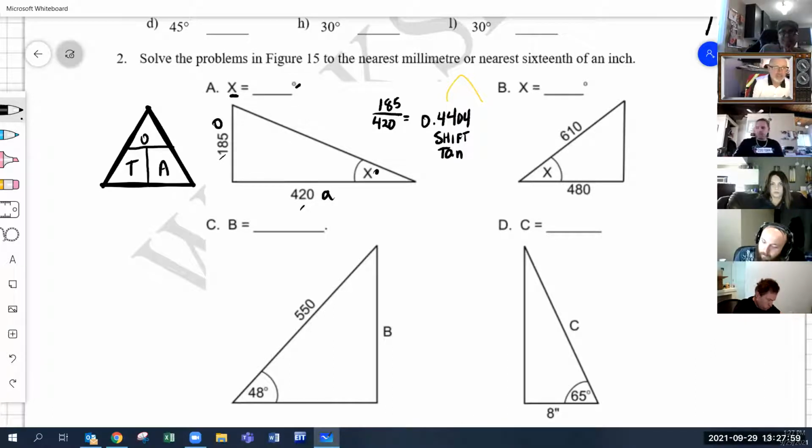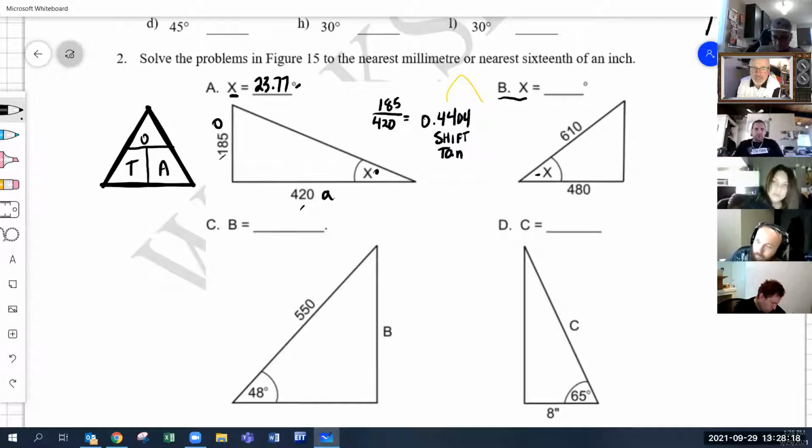And it gives me an angle of 23.77 degrees. Does everybody see how I got that? Excellent. Let's do B.